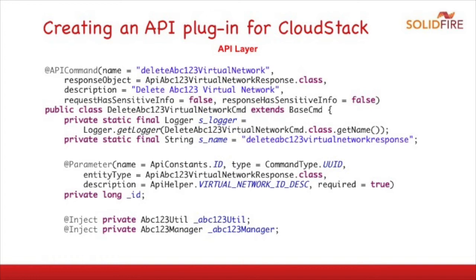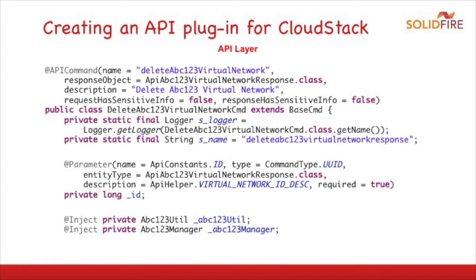I only have one parameter in this particular case. It's the ID of the virtual network you'd like to delete. Again, your parameter is going to be annotated, in this case with an annotation called parameter. Just has some basic properties here. The one that's really of interest is the type. In this case, it's a UUID.